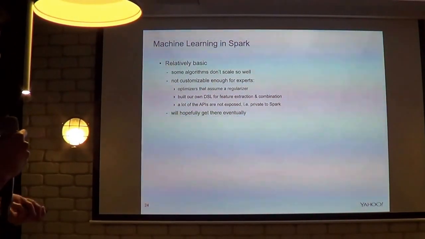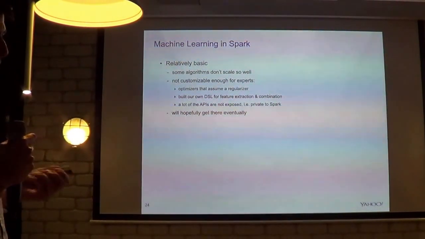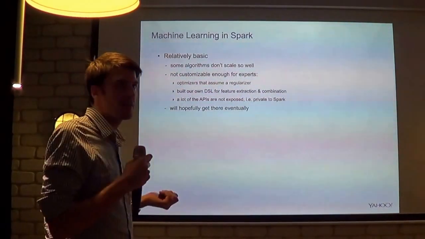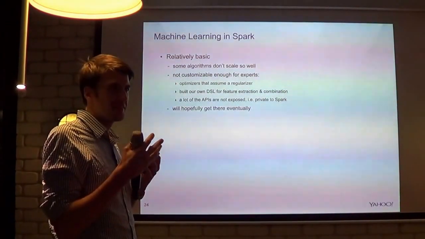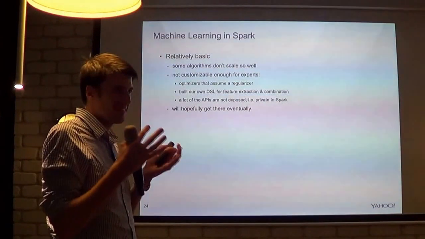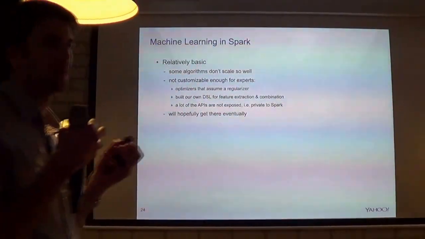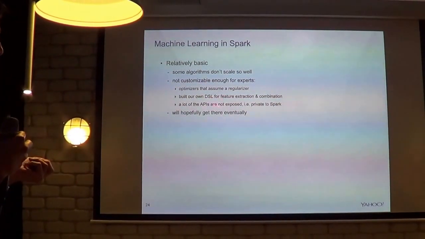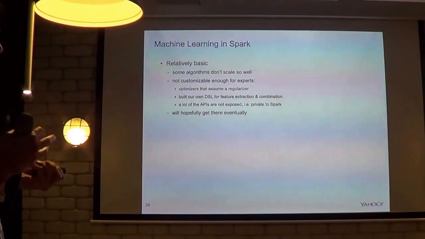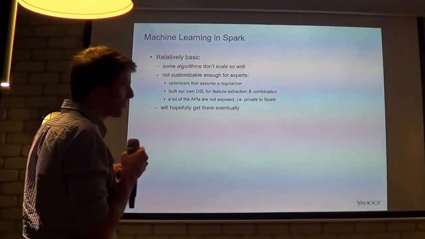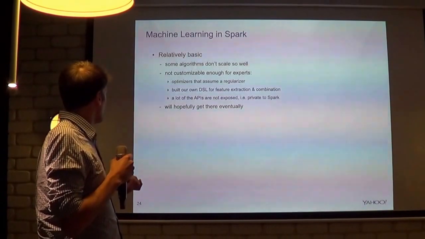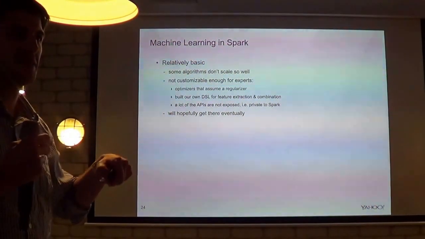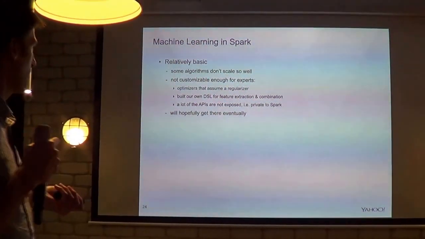Machine learning in Spark, I still think it's relatively basic. Some algorithms don't scale so well, and partially they're not customizable enough. For example, you see optimizers that assume a regularizer. If you come from machine learning and optimization, they shouldn't be mixed with one another. There's no reason to mix them, because a regularizer is related to a learning algorithm, so there's no need to include it in the optimizer. We also had to build our own domain-specific language for feature extraction. And last but not least, the API. It might be implemented in Spark itself, but externally you could not access some of the API. They close it, which is also problematic.